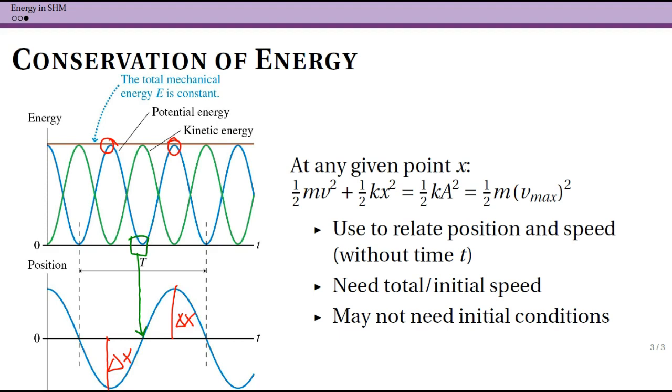So if you are trying to sketch out what's happening in energy, keep in mind that the curve looks a bit different here. The best way to think about it is that it's oscillating twice as fast, but one reason for that is it's oscillating between 0 and maximum, whereas position is oscillating between positive and negative.